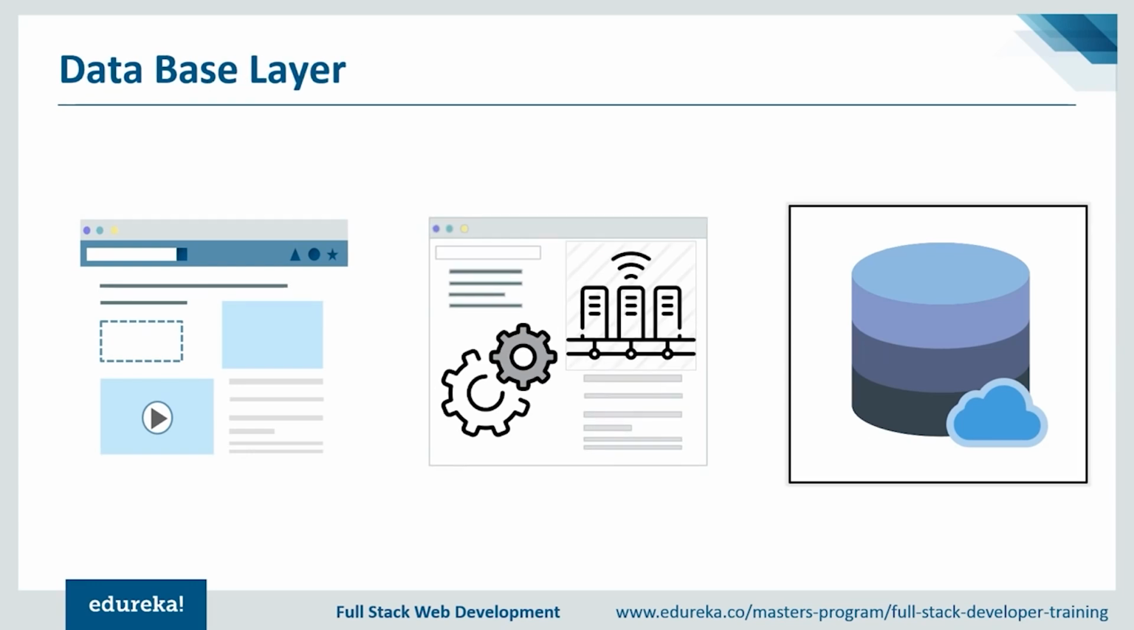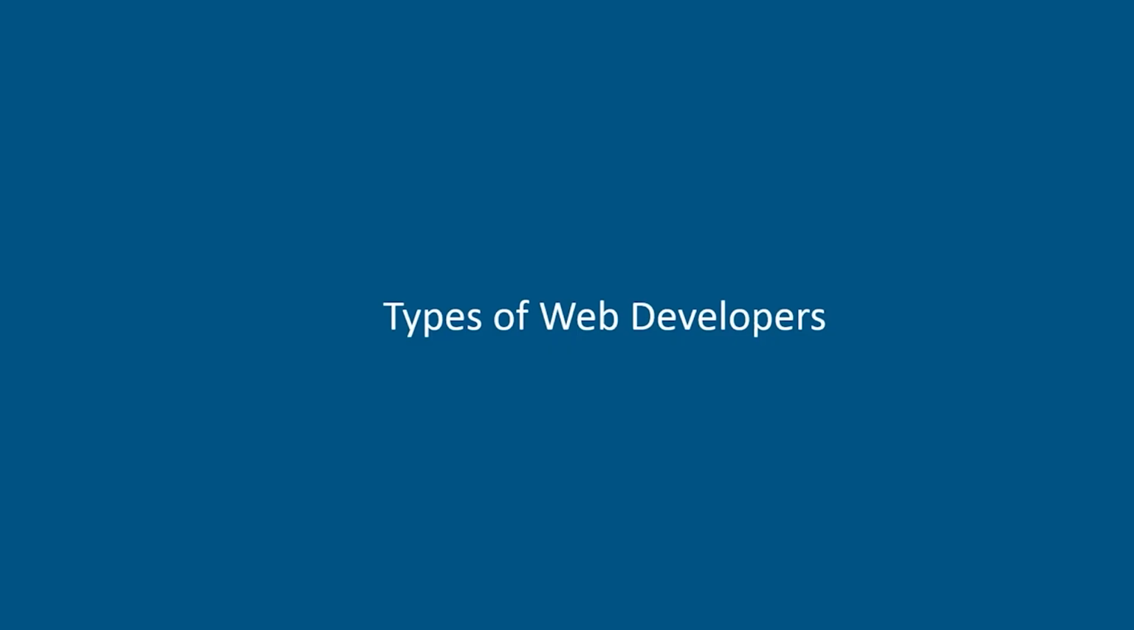Okay. Now, lastly, we have the database layer. This layer is a massive warehouse of information. It contains a database repository which captures and stores information from the front end through the back end. Now, a prerequisite over here is to have knowledge of how data is stored, edited, retrieved, and so on. Languages such as MySQL, MongoDB are a must to know. Now let's look at the type of web developers.